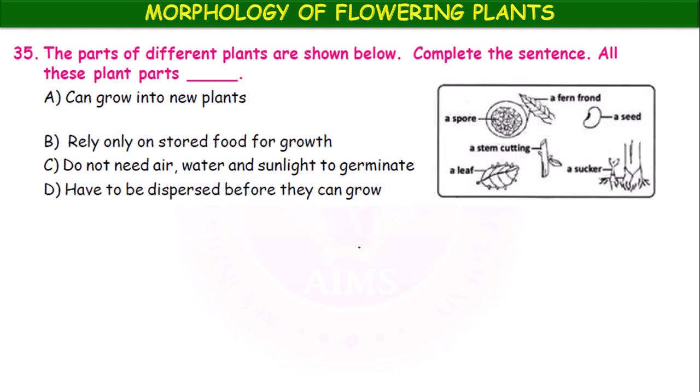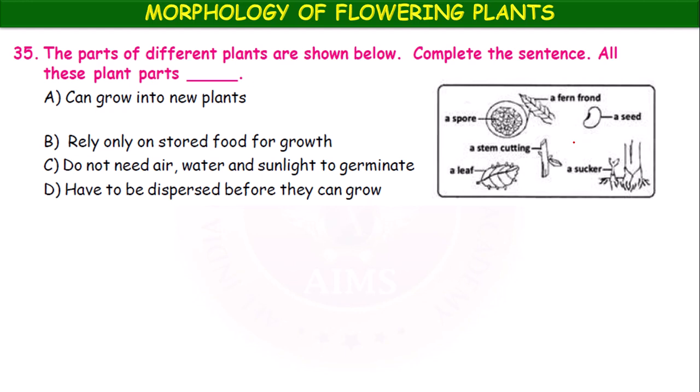The parts of different plants are shown below. Complete the sentence: all these plant parts. Here the figure is given, so first study the figure. A stem cutting, a leaf cutting, a sucker, a fern frond (the leaves of a fern containing spores), and a seed. So these are all reproductive structures that can grow into new plants.